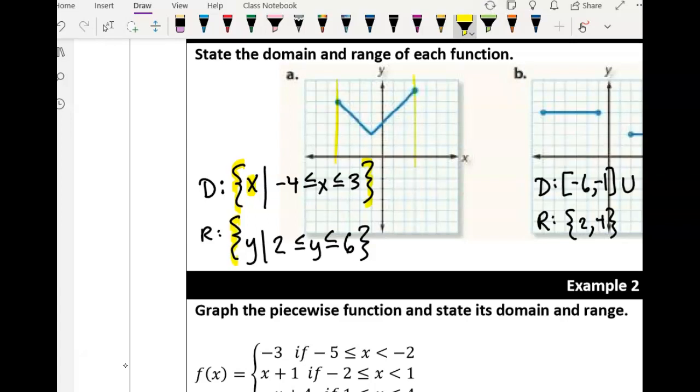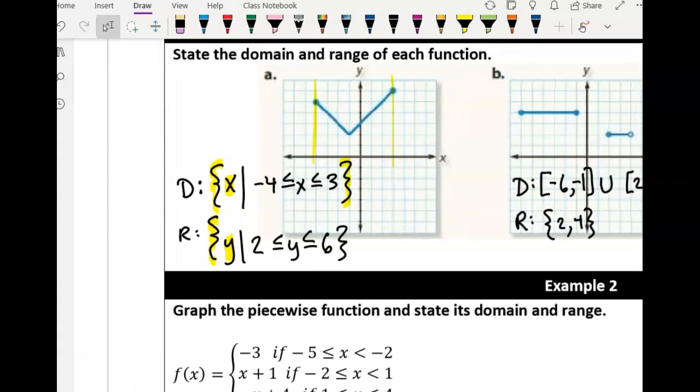We can do it in inequality notation, and typically this is the way it looks. It's just saying, hey, our y values are going to fall into that range there, the lowest being 2, and then up to 6.